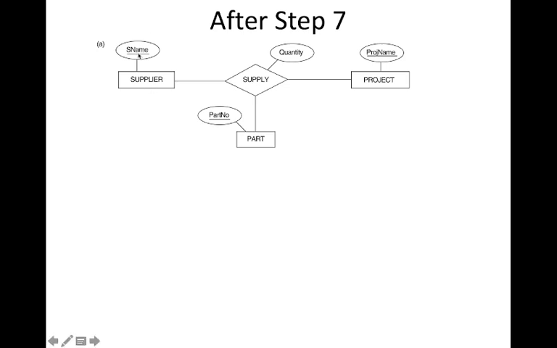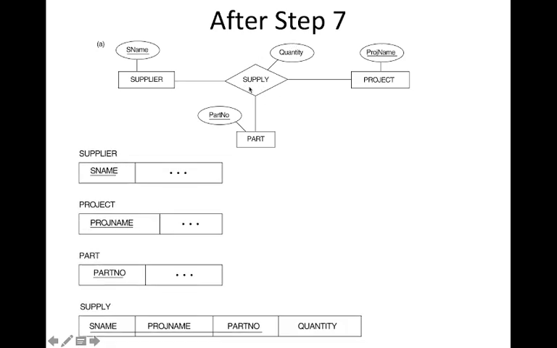The primary keys of the entity types, that is S name, part number, and project name, will be the foreign keys of that supply, and this quantity will also be added to supply. So the final supply table will be like this. Supply will have supplier, that S name and some other attributes, and project also, where project name will be the attribute and all other attributes will be there.